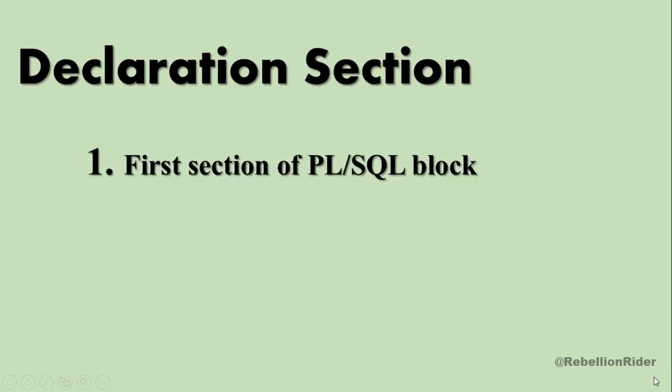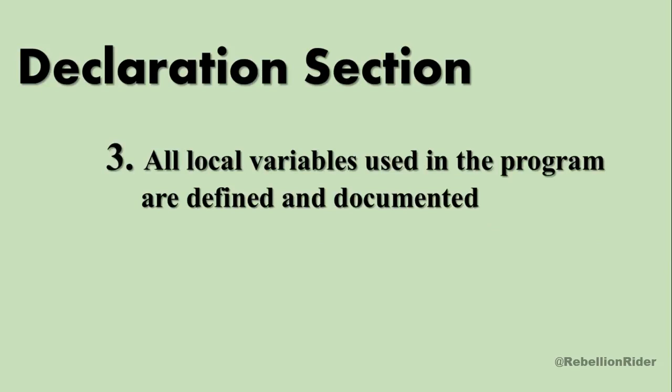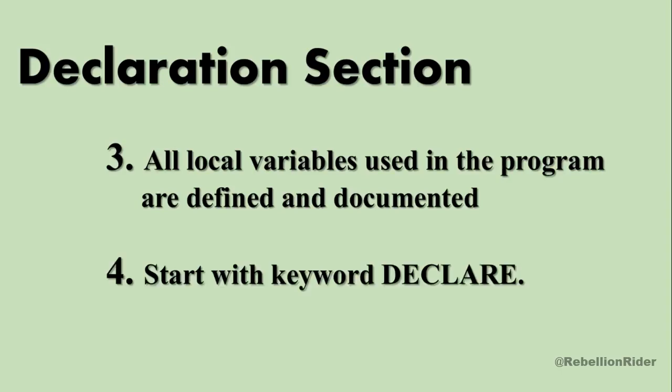Declaration section. This is the first section of PL/SQL block, which contains definition of PL/SQL identifiers such as variables, constants, cursors, and so on. You can say this is the place where all local variables used in the program are defined and documented. Also, declaration section always starts with keyword declare.